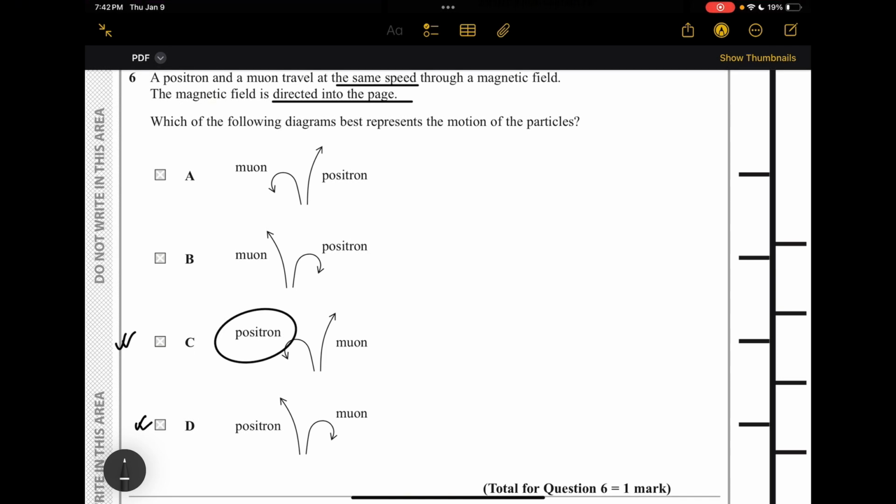So now we have to find out another thing. We know a muon has a greater mass than a positron, a lot more mass, and they have the same speed as well. So basically the muon will have a greater momentum. According to momentum equals BQR, as it has greater momentum, it will have a greater radius as well. So in this part the muon has a greater radius than the positron. So our answer is basically answer C.